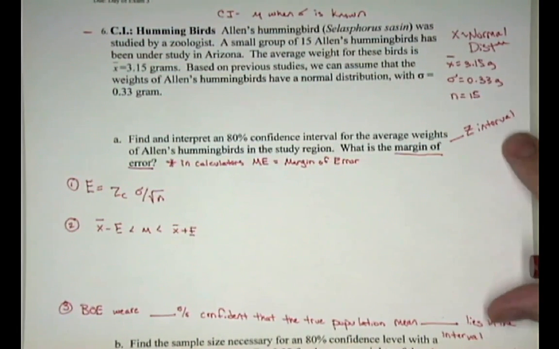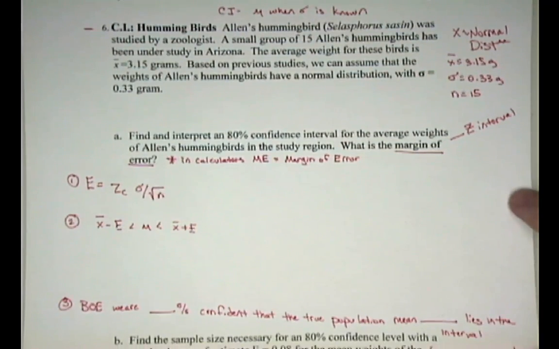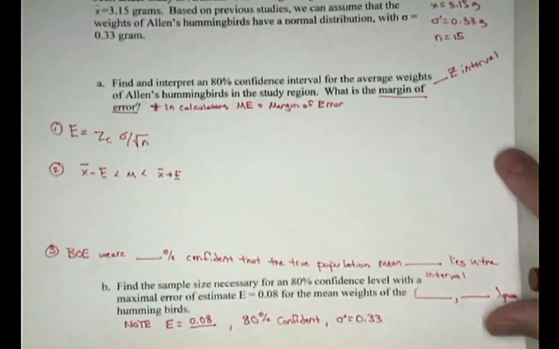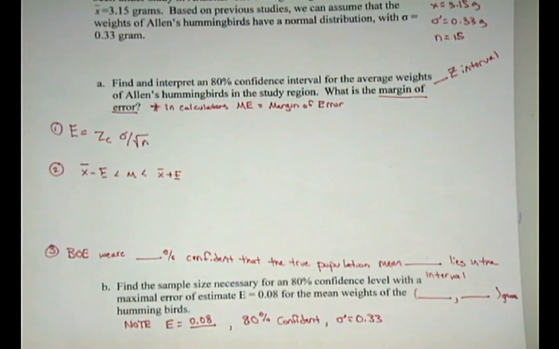So this is going to be a z interval if you're doing it just using the calculator, but I'm going to show you how to do it by hand. And it says find and interpret an 80% confidence interval for the average weights of the hummingbirds. So we're going to do that.